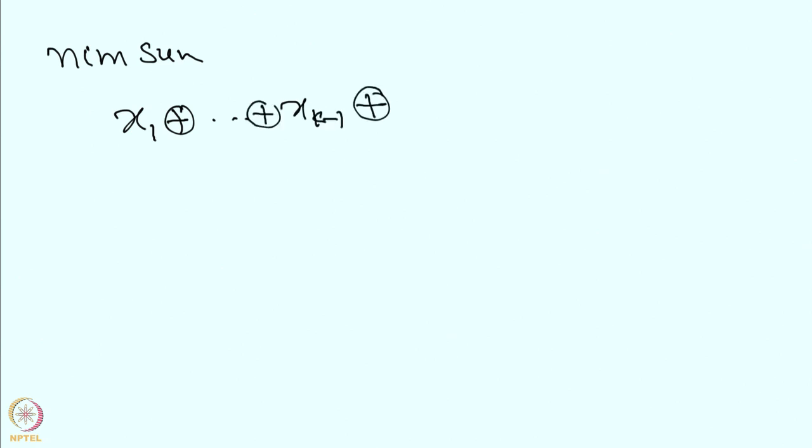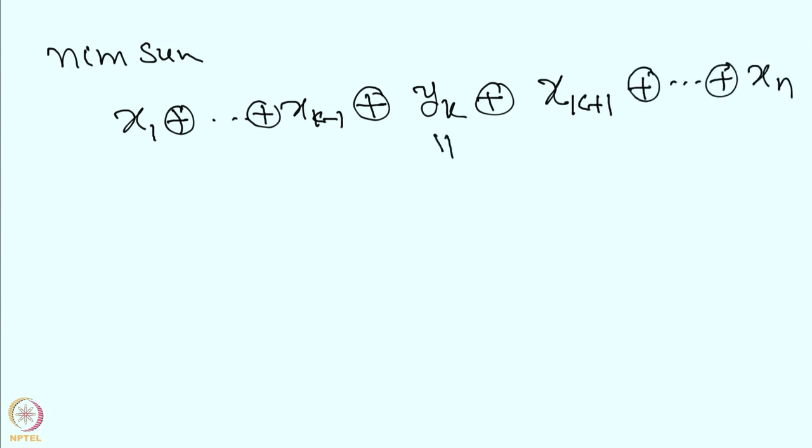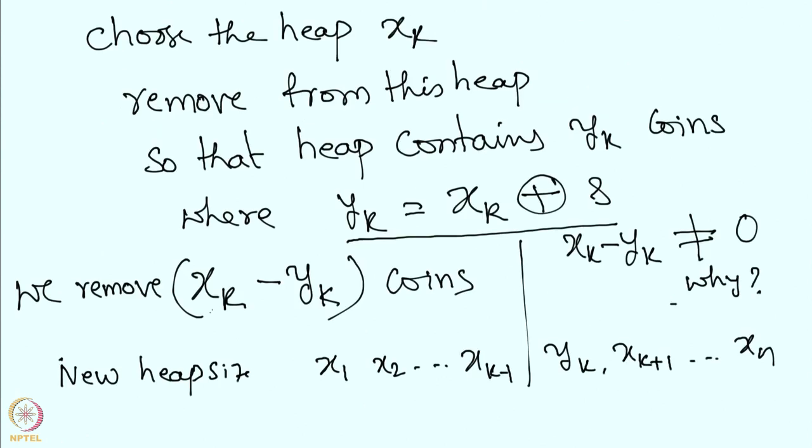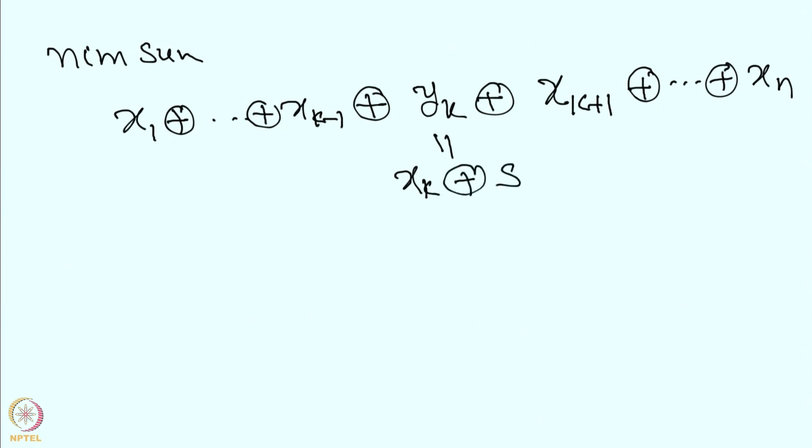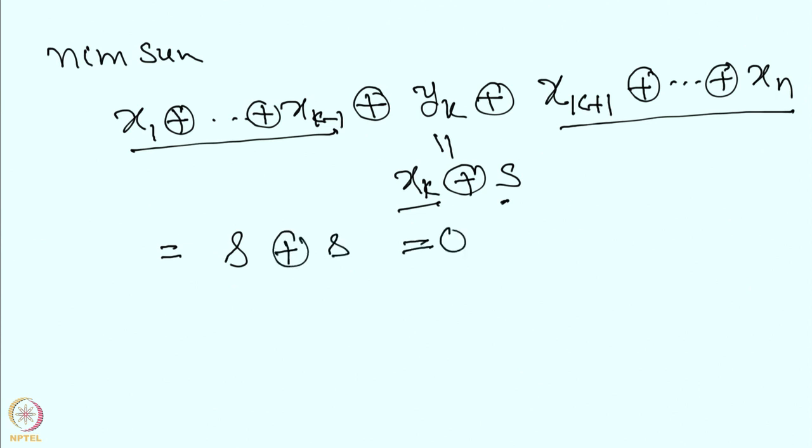So, what is the Nim-Sum of this? The Nim-Sum is basically x1 plus xk minus 1 plus yk, then xk plus 1 up to xn. Remember yk is nothing but, let us go back, xk plus s. Now look at x1 through xk minus 1, xk, and then xk plus 1 and all this, that is nothing but s, and this one is s. So, this is 0. The Nim-Sum after removing this xk minus yk coins becomes 0. So, this is the proof for this lemma.